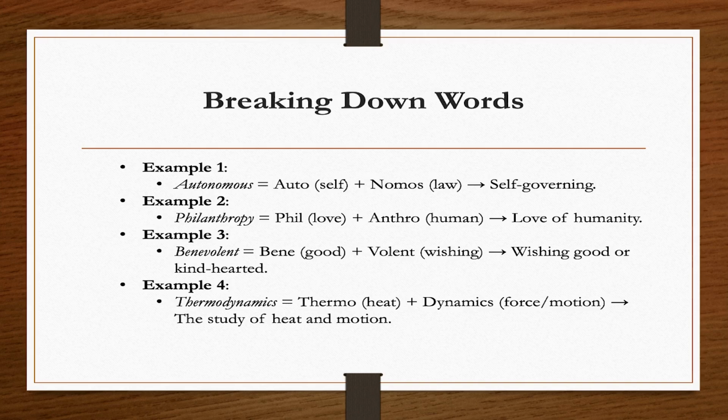Benevolent, again quite a common word. Bene is good, and volent is wishing. A kind-hearted person is known as a benevolent person. So that's where we got benevolent. Example for thermodynamics. Thermodynamics, like we know, is a study of heat and motion. So see how the word evolved. Thermo is heat and dynamics is force or motion. So that's how breaking down words at times could help you understand the meaning.